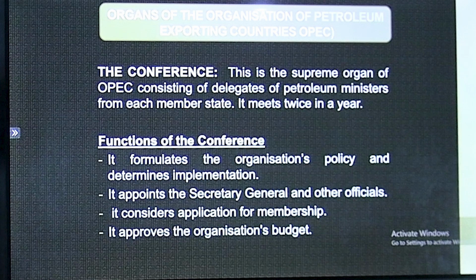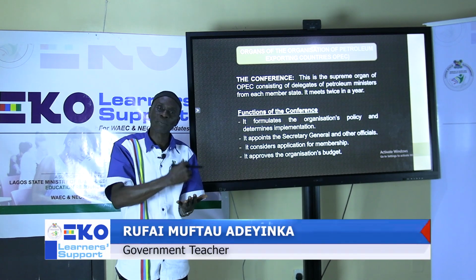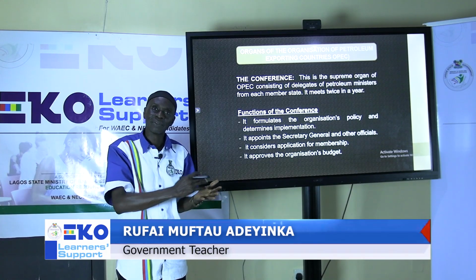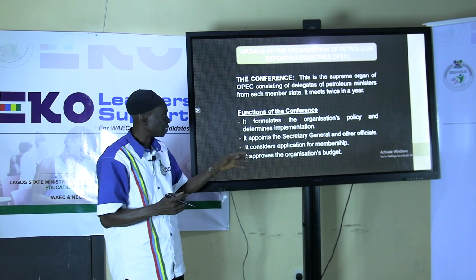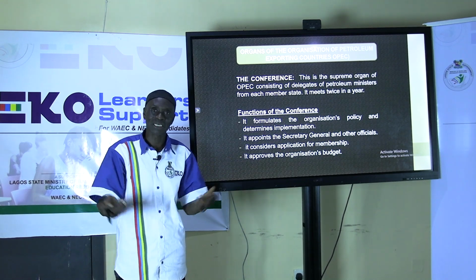Also, it approves the organization's budget. Yes, every year there is a budget. What is a budget? What is to be spent? What is expected to come in as income in a year is determined by this organ called the conference. This will be approved to finance their projects.